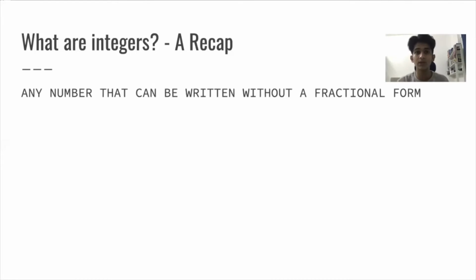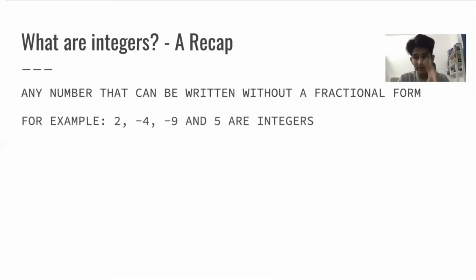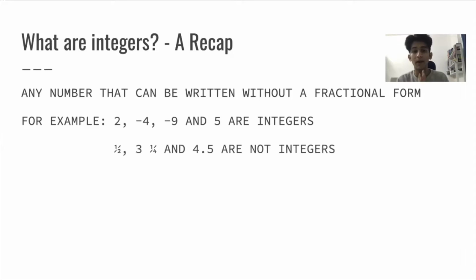So numbers like 1.5 or 2.3, anything with a point in it, those are also not integers. Let me give you some examples here, just so your mind is clear. 2, -4, -9, and 5 are integers, but a half, 3 and 1/4, and 4.5 are not integers. Now that we've established what is an integer and what isn't, let's get into comparing them.